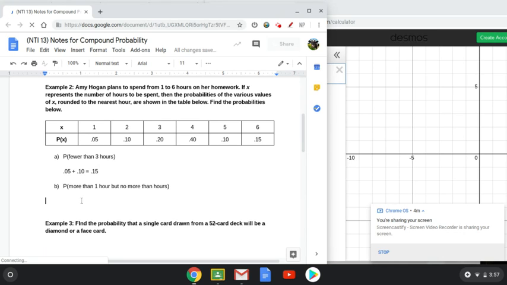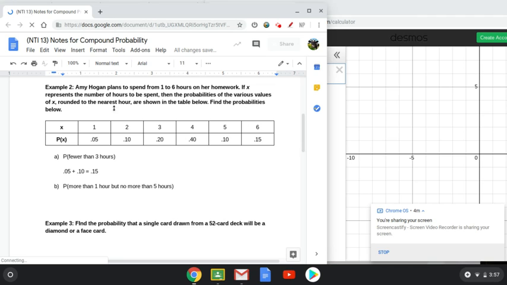Okay? Now let's look at option B here. And option B actually includes kind of 2 statements here. It says, what's the probability she spends more than 1 hour, but no more than, I left out the number there, that's supposed to be a 5 there. So what's the probability she spends more than 1 hour, but no more than 5? So think about it this way. More than 1 would be everything from 2 all the way over. But if it's no more than 5, that takes out 6.